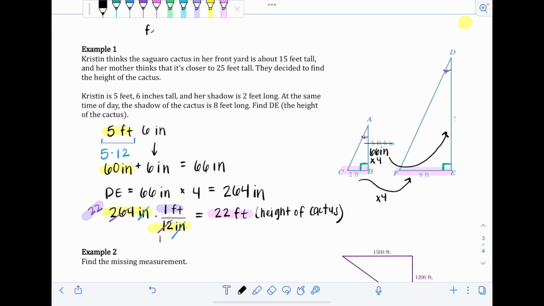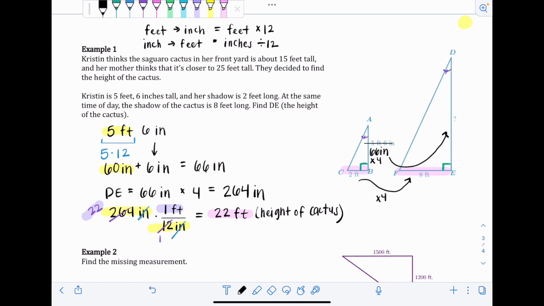So if you want to go feet to inches, you would take the feet and multiply it by 12. And if you want to go inches to feet, you would take inches divided by 12, because you're just going in the opposite direction. So either way, 264 inches divided by 12 gives us 22 feet. So I would say the mom was closer.